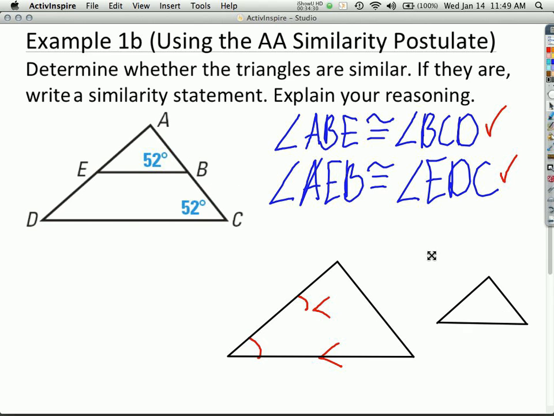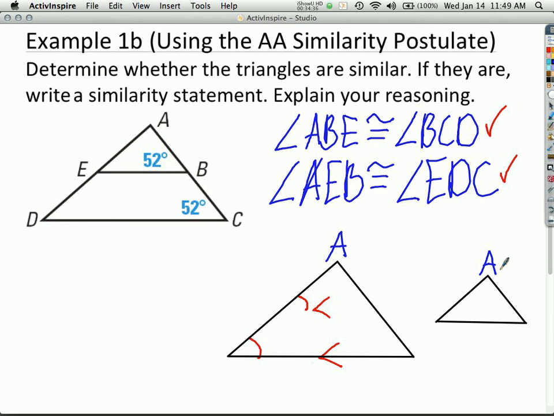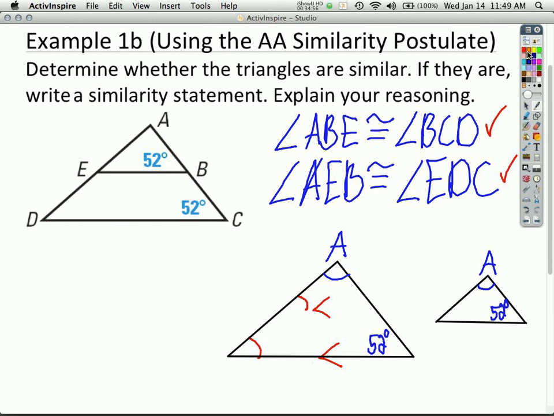If you label them separately, look at what happens. We end up with A right here and A right there. This is 52 degrees, and this is 52 degrees. A is congruent to itself, so you could say that because of the reflexive property of congruence. So we had yet another way to get the evidence. Does anyone have any questions about that?